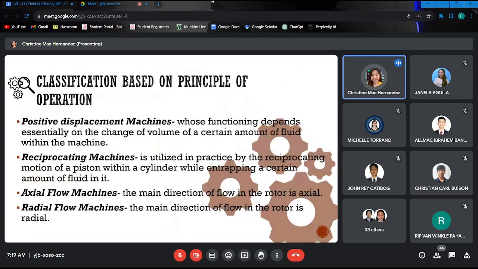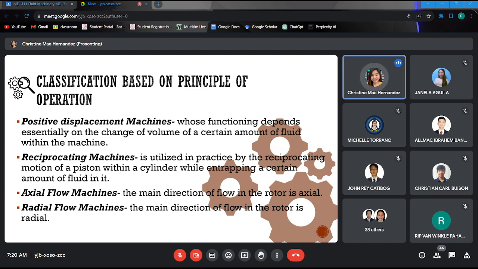Okay, next classification. So, classification based on the principle of operation. So, meron tayong four. For principle of operation, first is the positive displacement machine, whose function depends essentially on the change of volume of a certain amount of fluid within the machine. So for positive displacement, the word positive displacement comes from the fact that there is a physical displacement of the boundary of a certain fluid mass as a closed system.